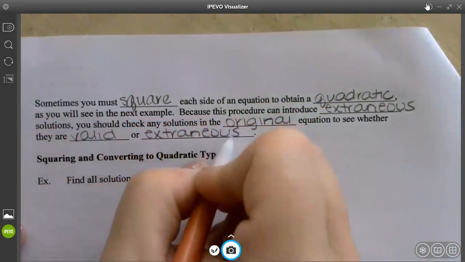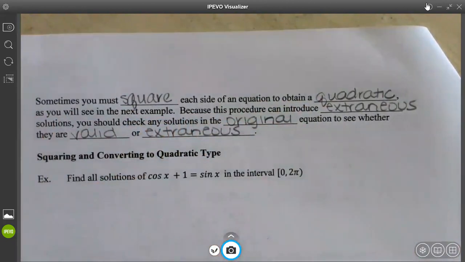Why haven't we done it before? Because we haven't squared something. It's only when you have to square.